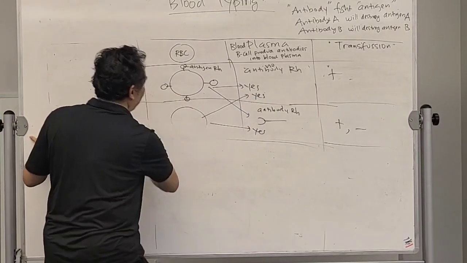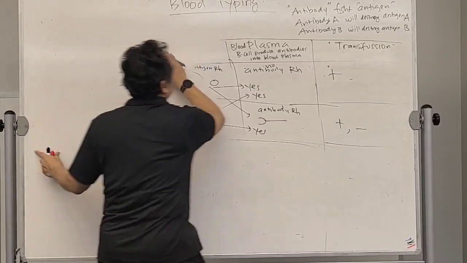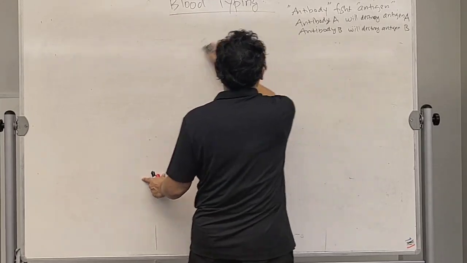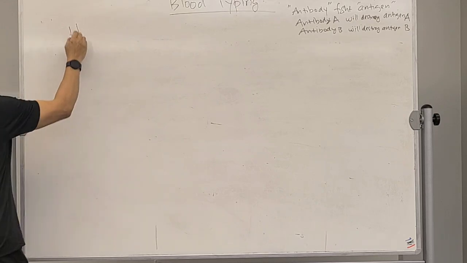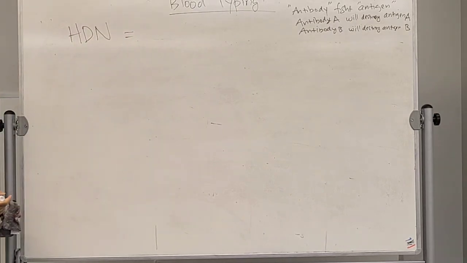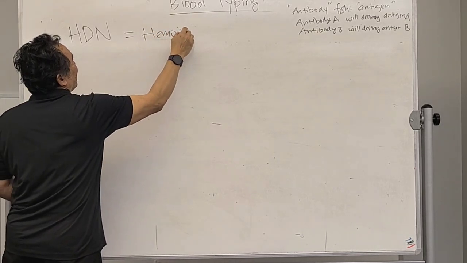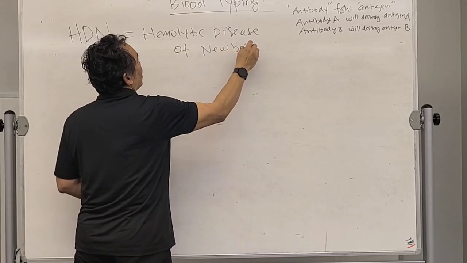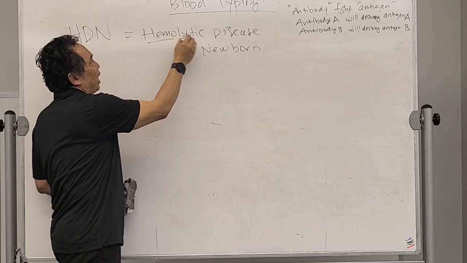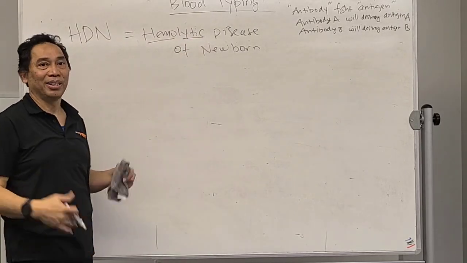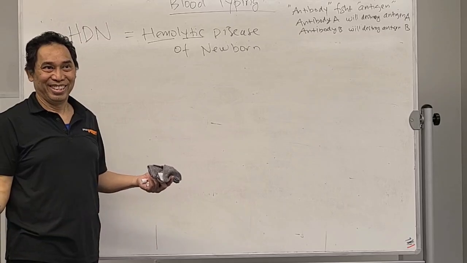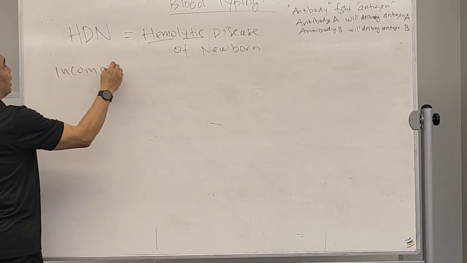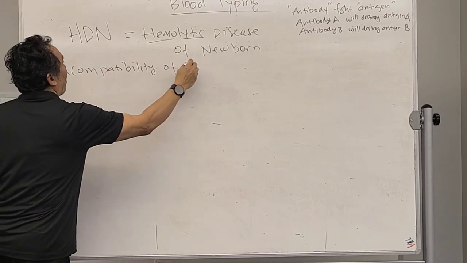It actually can cause problems with the baby. There is a disease called hemolytic disease of newborn. What does hemolytic mean? Lytic means destroy. Hemo means blood. The blood of the baby will be destroyed because of this incompatibility. So incompatibility of marriage.